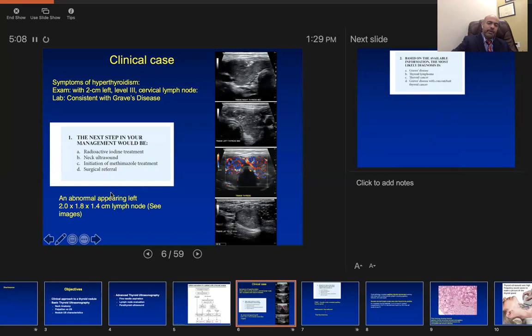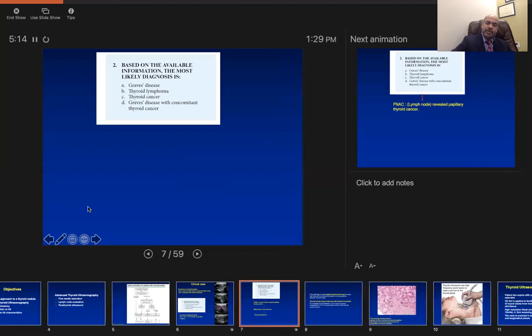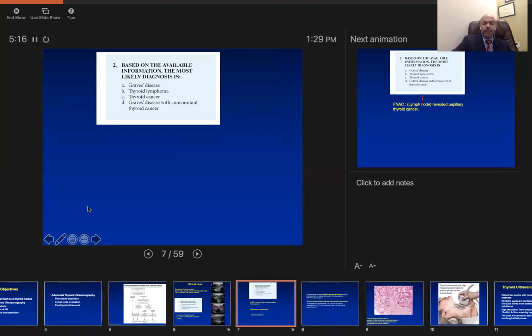These are the findings of that lymph node. So based on this data, what would you do next? What is your diagnosis? Is this just Graves' disease? We already know about that. This is not the case.